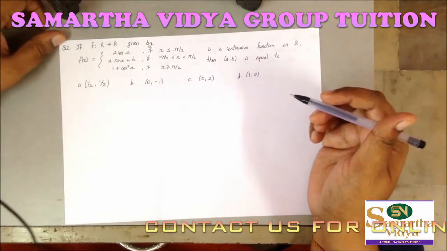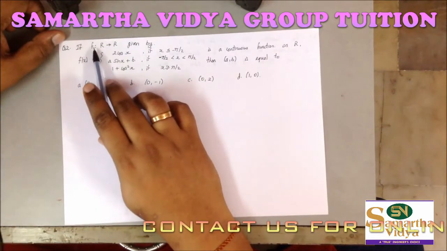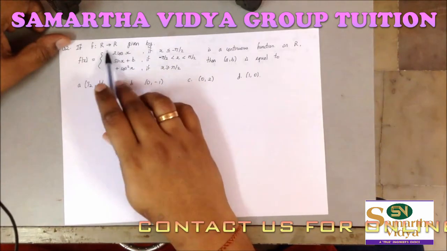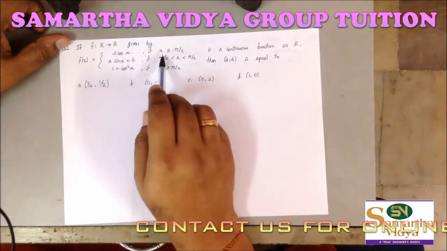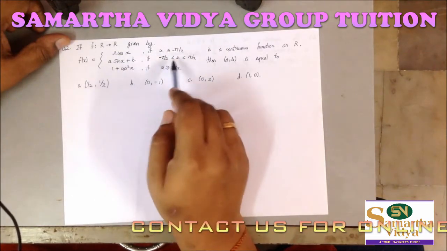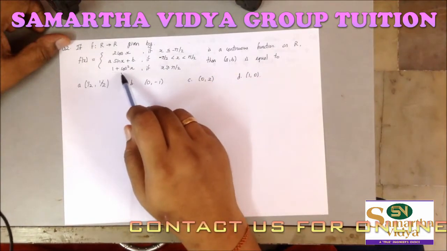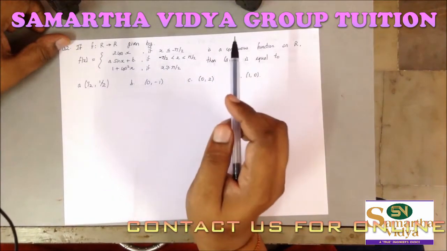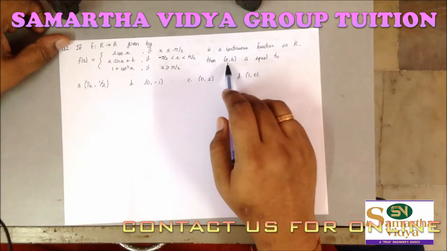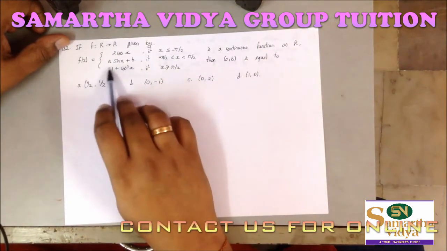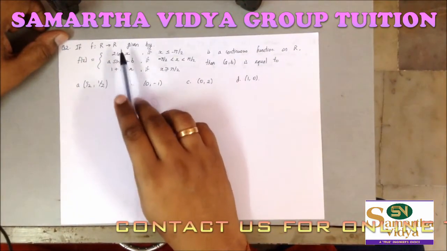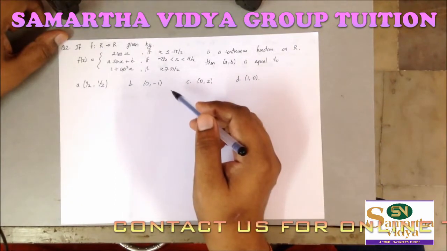Going to the next question, which is this particular thing. If my function f is going from a real domain to a real domain, and is given by this definition: 2 cos x for x less than minus pi by 2, a sin x plus b between minus pi by 2 and pi by 2, and 1 plus cos square x for x greater than pi by 2. It is stated that the function is continuous on the real domain. Then I need to find the value of a and b. So I need to find a and b so that this function is continuous on the entire domain which is defined over here.